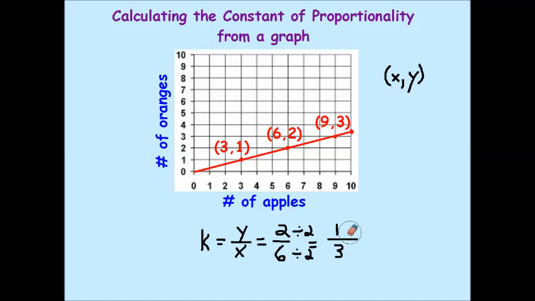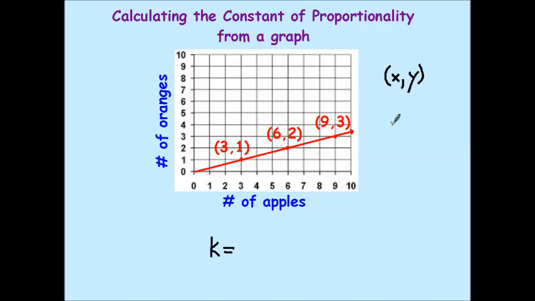Now another way to do it from a graph is if I take 2 points. So I'm going to take (9, 3) and (3, 1). Again, I'm going to use k for the constant of proportionality. This time I'm going to subtract the y values. So 3 minus 1, those are the y values in those 2 points. And then subtract the x values, 9 minus 3. 3 minus 1 is 2. 9 minus 3 is 6. And that reduces down to the constant of proportionality, 1 over 3. So again, I can take it from 2 points if I know that it's a proportional relationship.